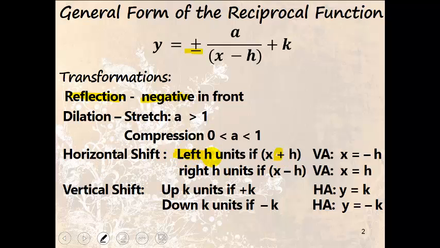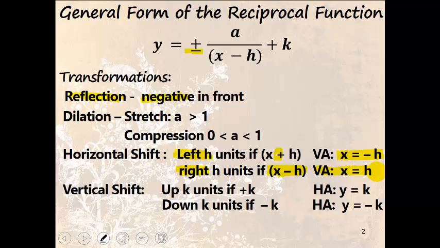Now what is a little bit new is that with a reciprocal function, the horizontal shift is going to move our vertical asymptote. All of these graphs are going to have both a vertical asymptote and a horizontal asymptote. And so the vertical asymptote is going to move left h units, or it's going to be x equal to the negative of h. The whole thing's going to move right if we have x minus h in the denominator, and that means our vertical asymptote is going to move to the right.